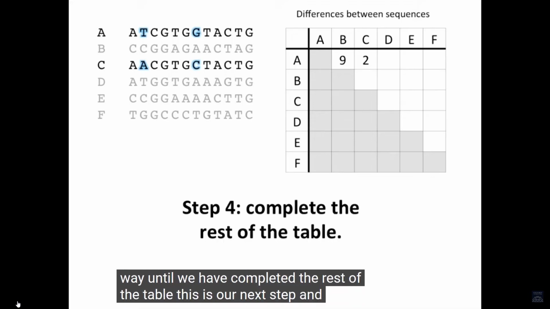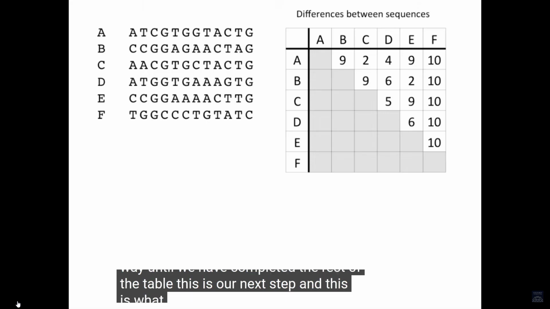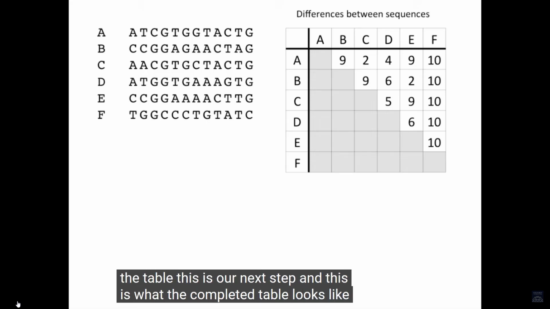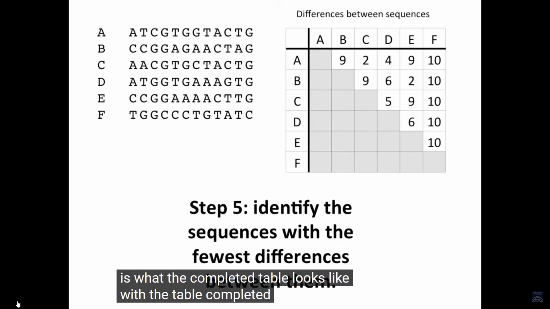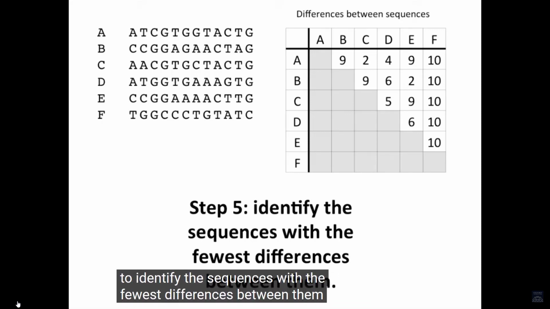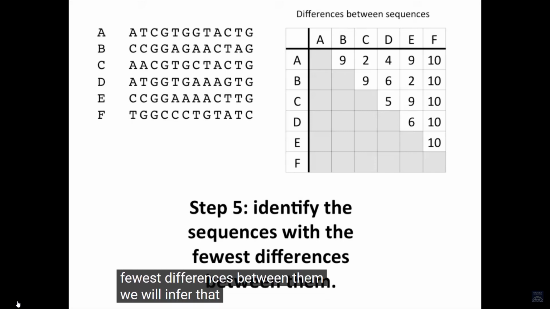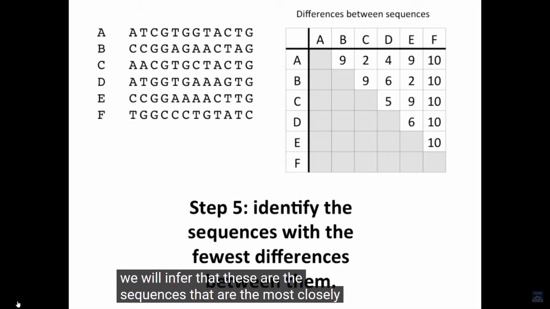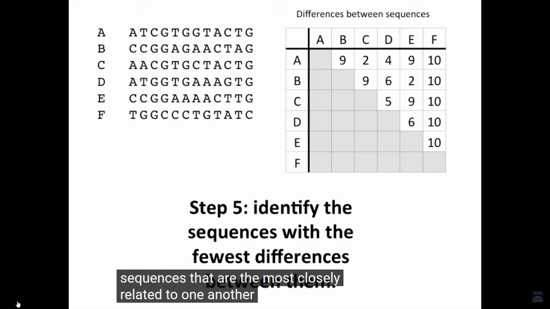And we can continue comparing the sequences in this way until we have completed the rest of the table. This is our next step. And this is what the completed table looks like. With the table completed, we can move to the next step, which is to use the table to identify the sequences with the fewest differences between them. We will infer that these are the sequences that are the most closely related to one another.